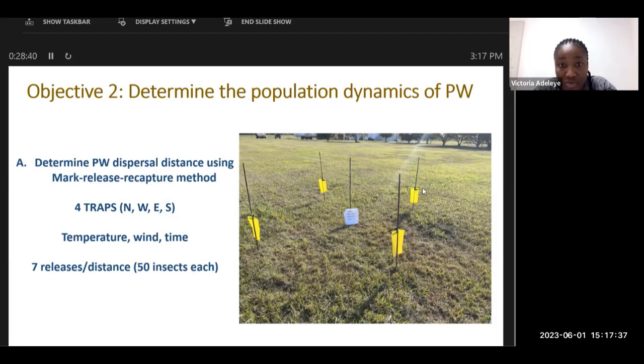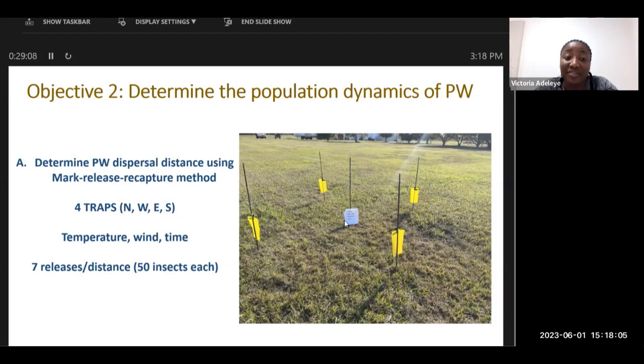The black rubber tubes are the aggregation pheromone, and then the yellow sticky traps are to be able to catch or trap the adult pepper weevil. So I had a center place where I released the insects from, and then I had 4 traps on each side: north, east, west, and south of the field.